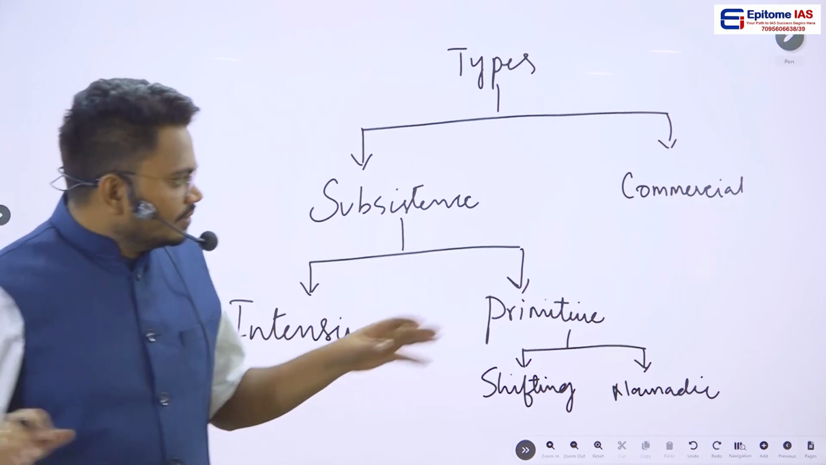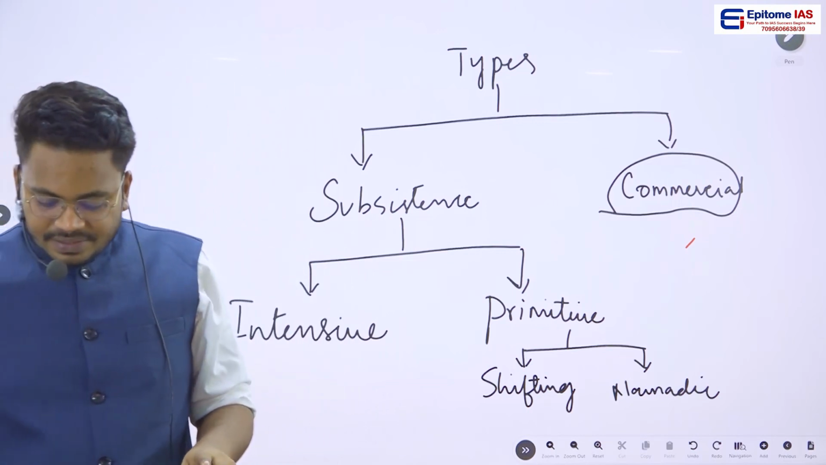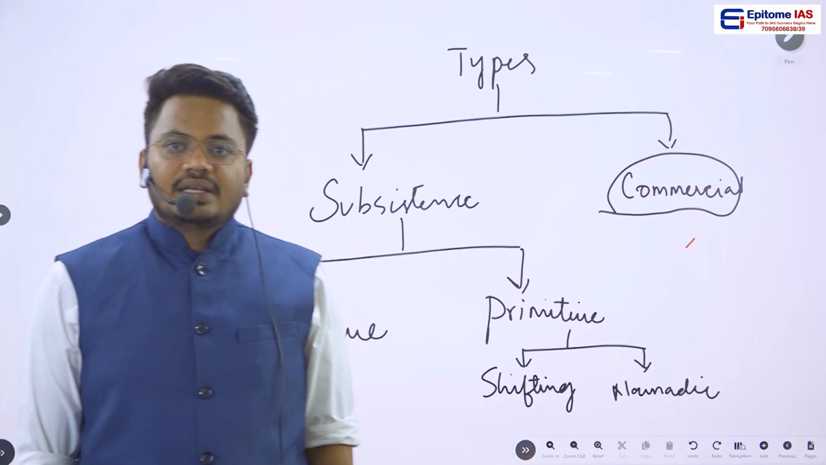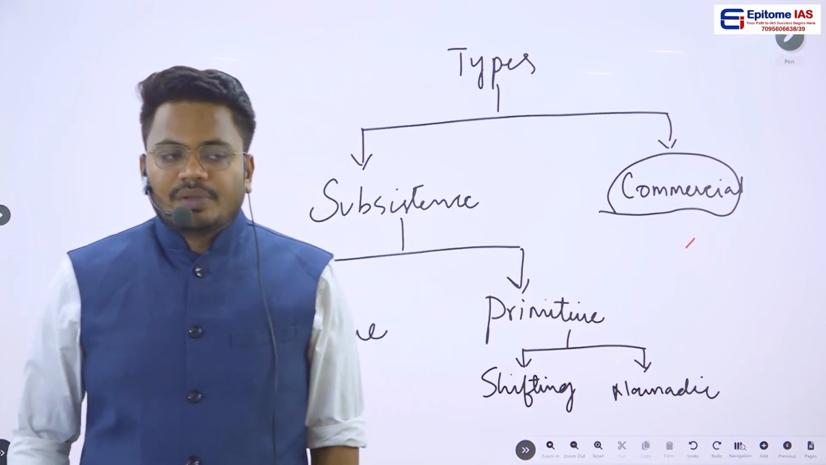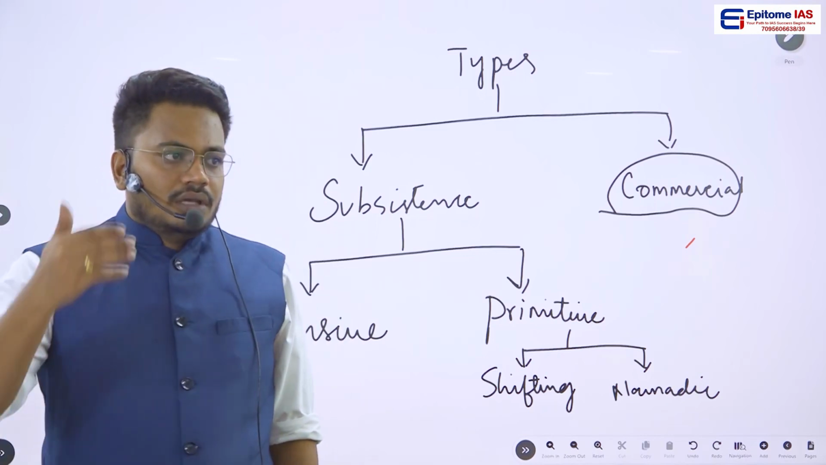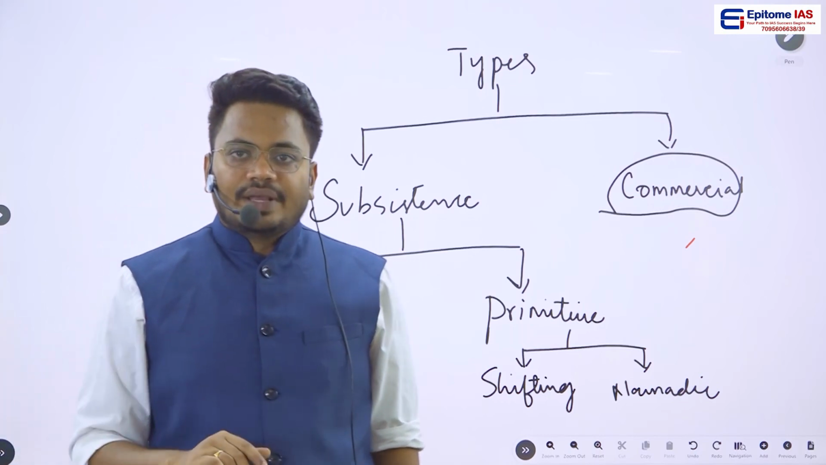Okay. Now the second type is commercial farming. So what happens in commercial farming? Obviously, in commercial farming, as I told you earlier, the technology we use would be very high, the amount of labor would be very less, and the area of cultivation would be very high.